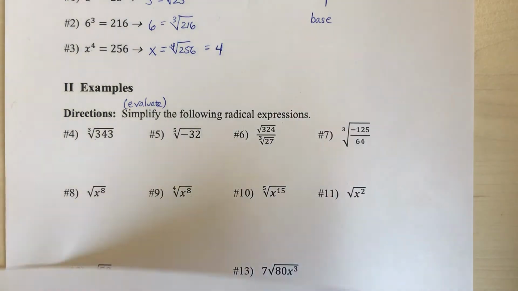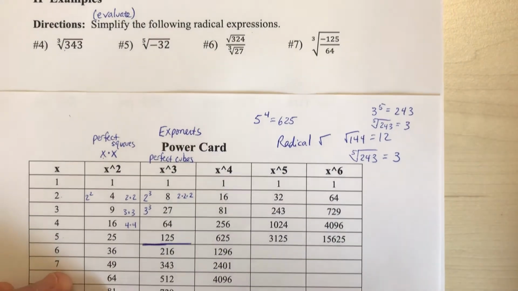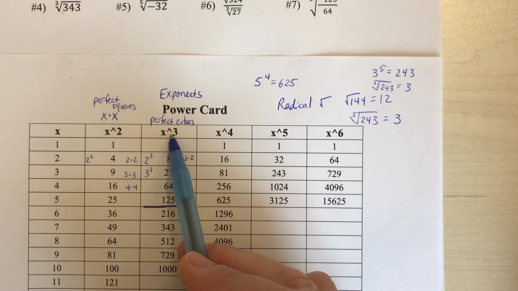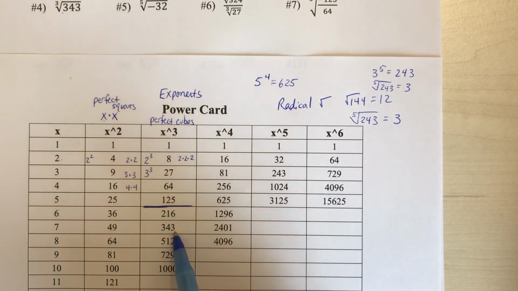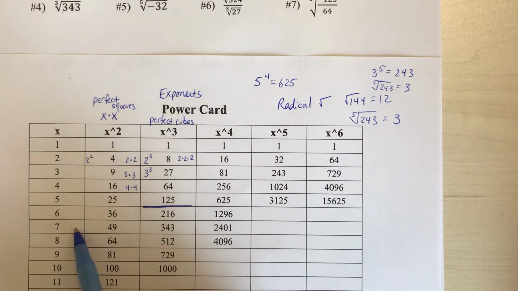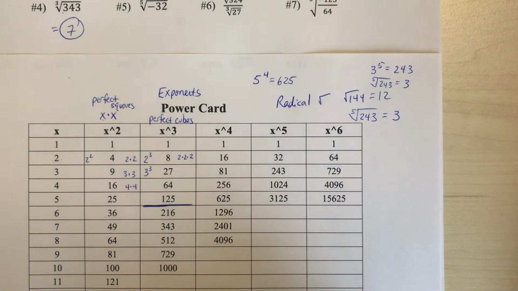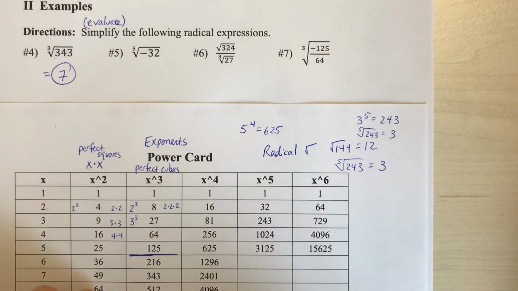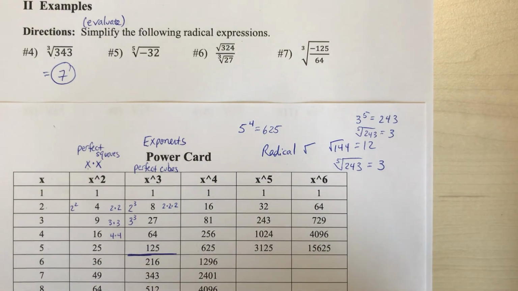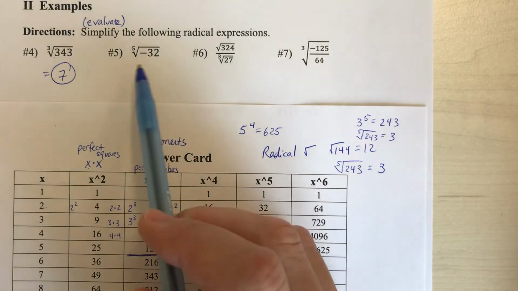So let me have my power card handy here. The cube root, so I'm going to look at the perfect cubes. 343 is right there, and that's equal to 7. So again, you can use a calculator for this. In these cases, I'm going to use the power card and try to do them in my head.